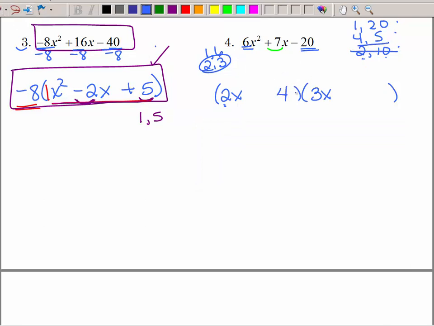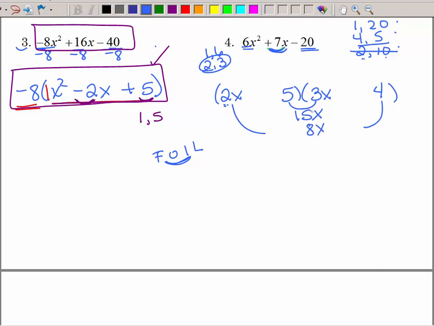Can I put the 4 there? No, because I know 2 and 4 have a common factor of 2. So if 4 and 5 work, the 4 has to go here and the 5 has to go there. I'm looking for that middle term of positive 7. So let's do the inside. I'm doing that part of the FOIL process, the F-O-I-L, and I'm doing the OI part. All right, so 5 times 3 is 15x. 2x times 4 is 8x.